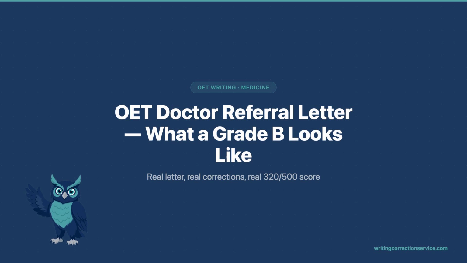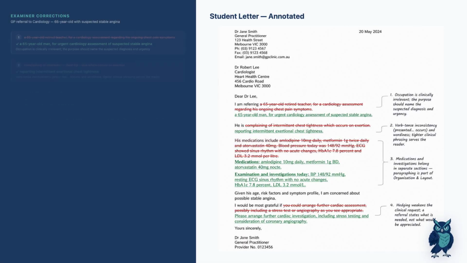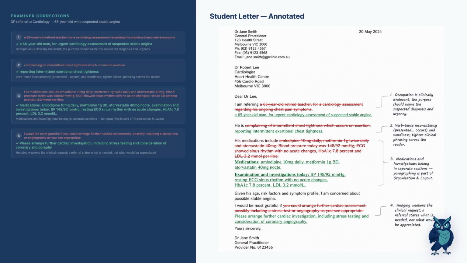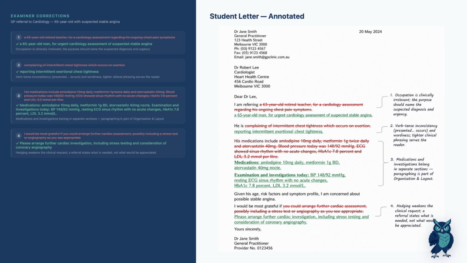The title of this video says it all: OET Doctor Referral Letter, what a grade B looks like. Real letter, real corrections, real 320/500 score. Let us get started. All right, here is the letter. The scenario is GP referral to cardiology, 65-year-old with suspected stable angina. Take a moment to read it.